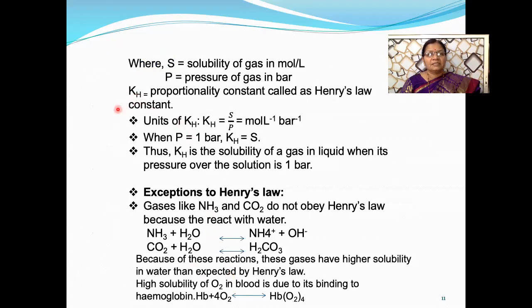Now solubility S is expressed in mole per liter. Pressure of the gas, that is the partial pressure, in bar. KH is the proportionality constant, that is the Henry's law constant. Here, to find out the unit of KH, the mathematical equation we can write is KH is equal to S upon P, mole per liter per bar. How did it come? Here solubility S is in mole per liter, pressure in bar, and therefore this unit becomes mole per liter per bar.